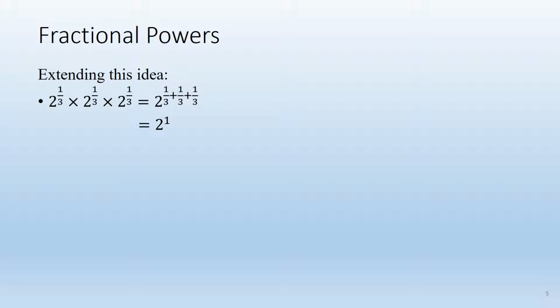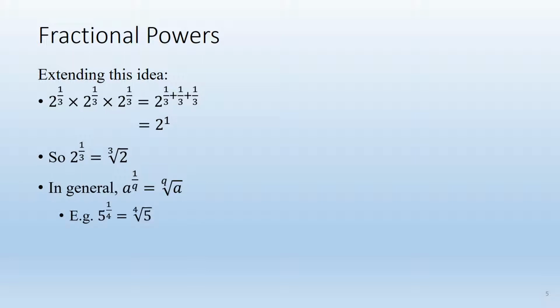So let's extend this now and look at 2 to the power of 1/3. When we multiply that by itself 3 times, we'll get 2 to the power of 1. And so we're again looking for a number multiplied by itself 3 times this time to give us 2. And so that number is the cube root of 2, because that's the definition of the cube root. We can generalize this and say if we have some number a raised to the power of 1/q, then that's equal to the qth root of a. So for example, 5 to the power of a quarter is the 4th root of 5.